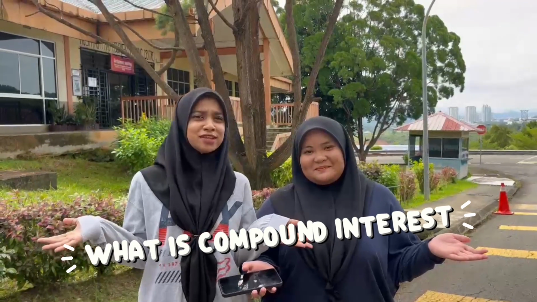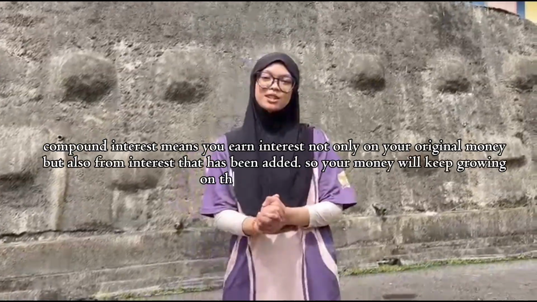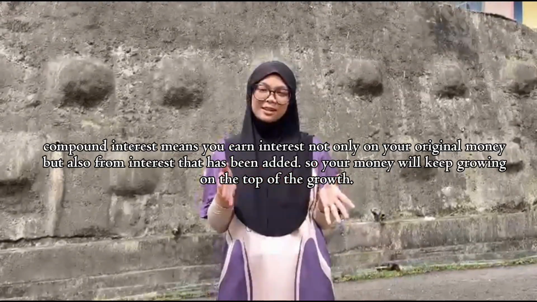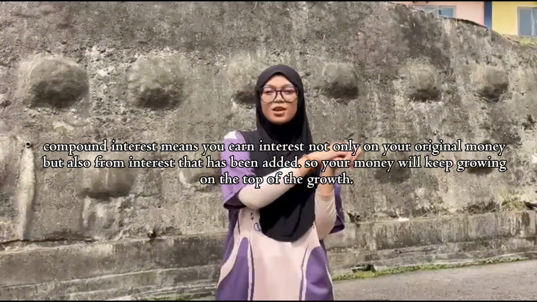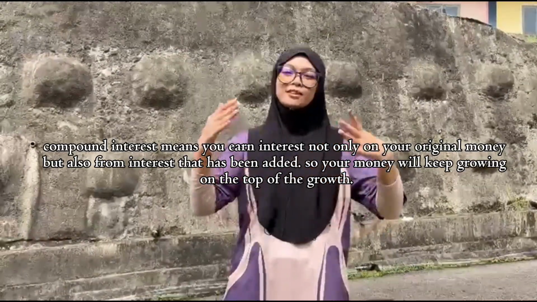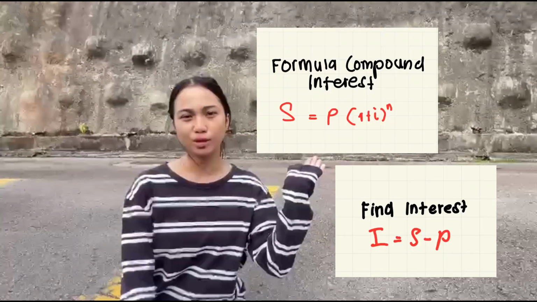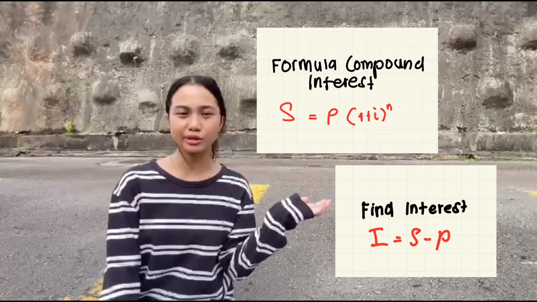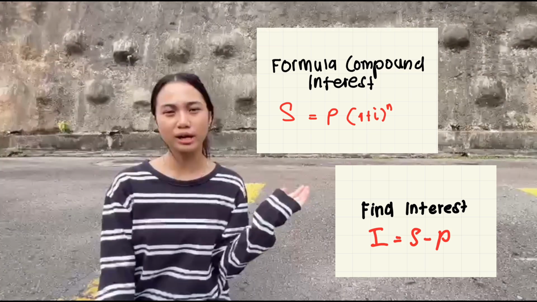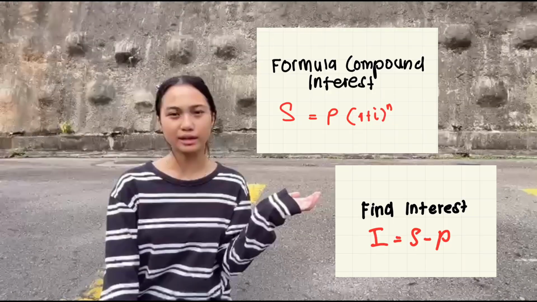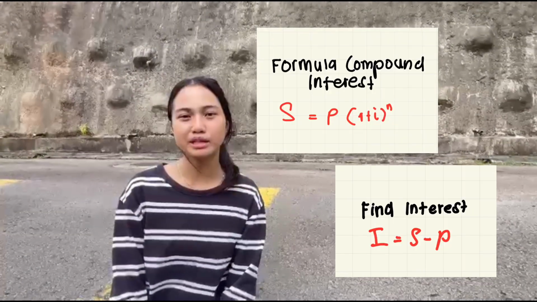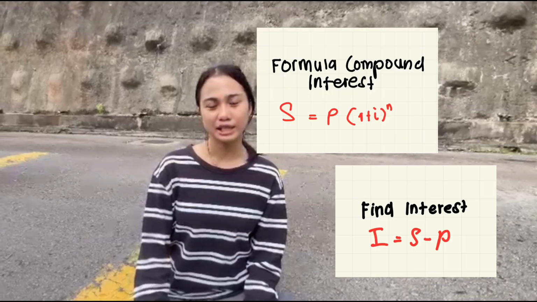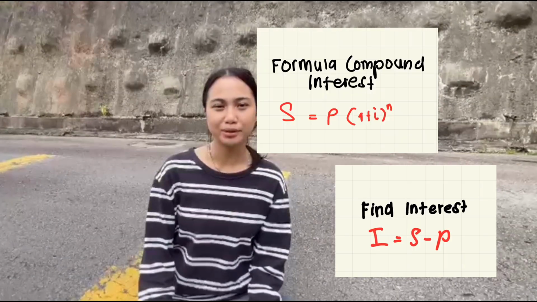What is compound interest? Compound interest means you earn interest not only on your original money but also on the interest that has been added. So your money will keep growing on top of the growth. The formula for compound interest is S equals P multiplied by (1 plus i) to the power of n. S is the accumulated amount while P is the principal. i is the periodic rate while n is the number of periods.